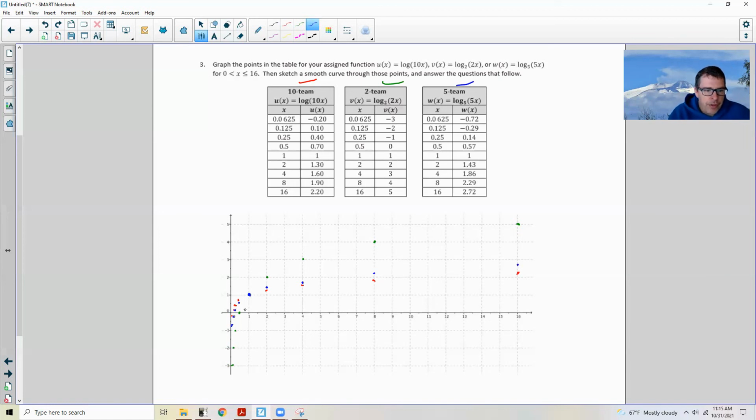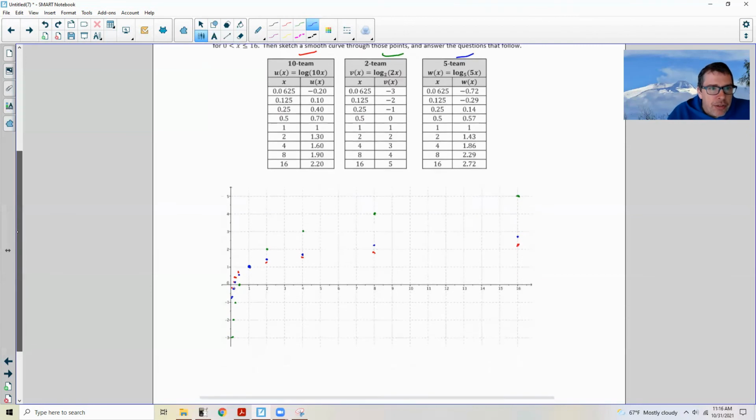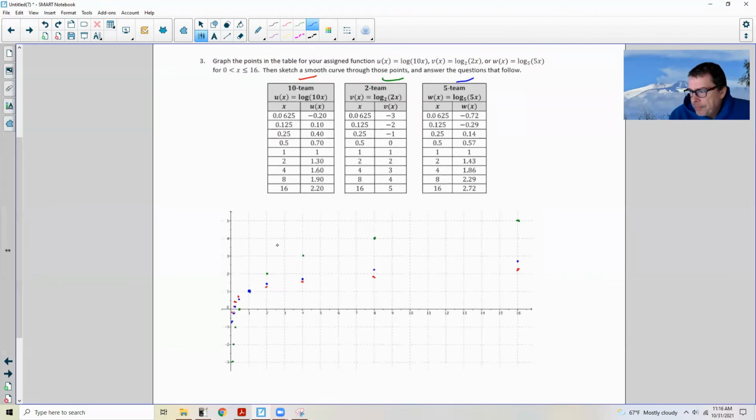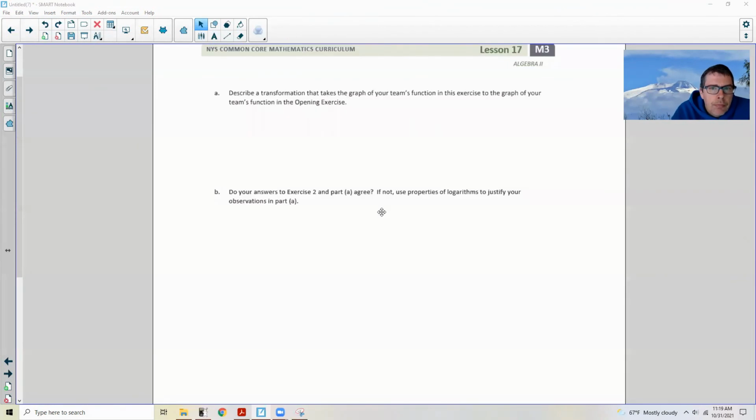Okay, so there are the three graphs. I'm not going to connect them with the lines because it's hard to do with my pen, but you can see where they would be. All right, so now we have to answer the questions that follow. Okay, page 5, part A says, describe a transformation that takes the graph of your team's function in the exercise to the graph of your team's function in the opening exercise.